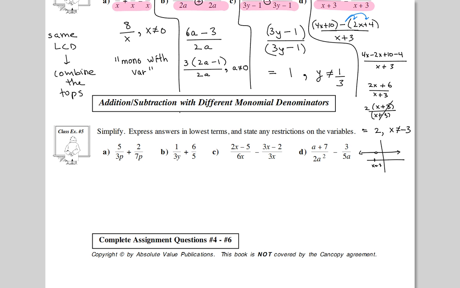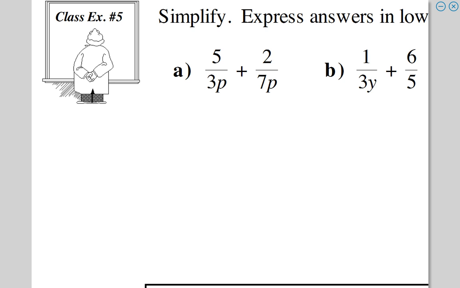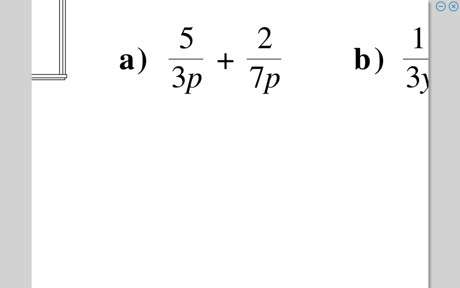All right. Class example 5. Do we have the same LCD? No. And there's variables involved. So think about the similarities and the differences.